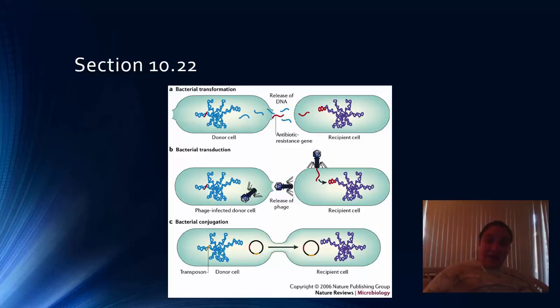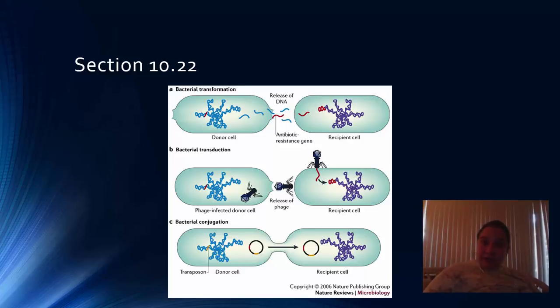That's called bacterial transformation, by the way, when a bacteria can pick up new DNA sections from a donor cell that releases it out into the environment. When bacteria become infected by a phage, this is called bacterial transduction. And the release of the phage from an infected donor cell leads to a new round of infection.